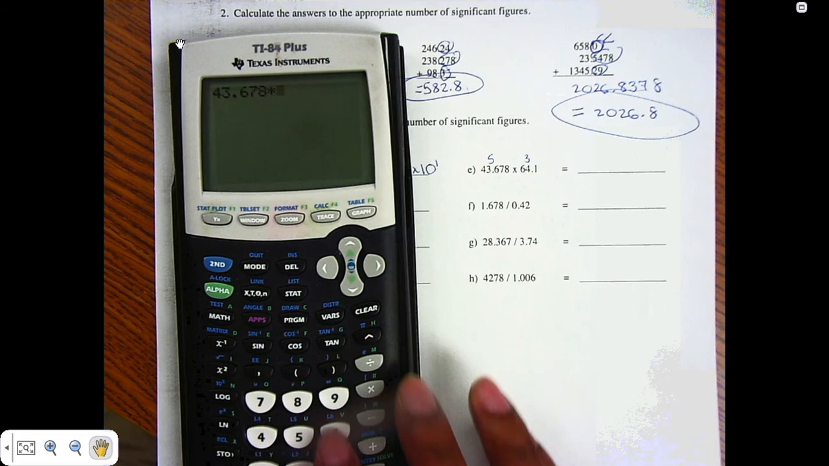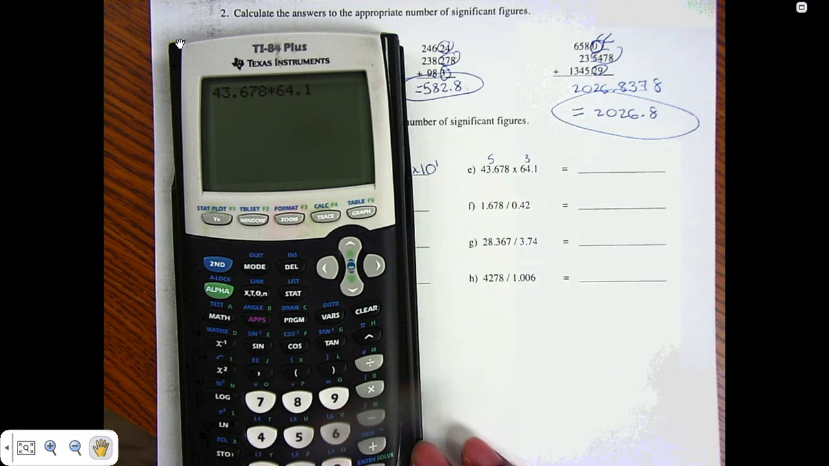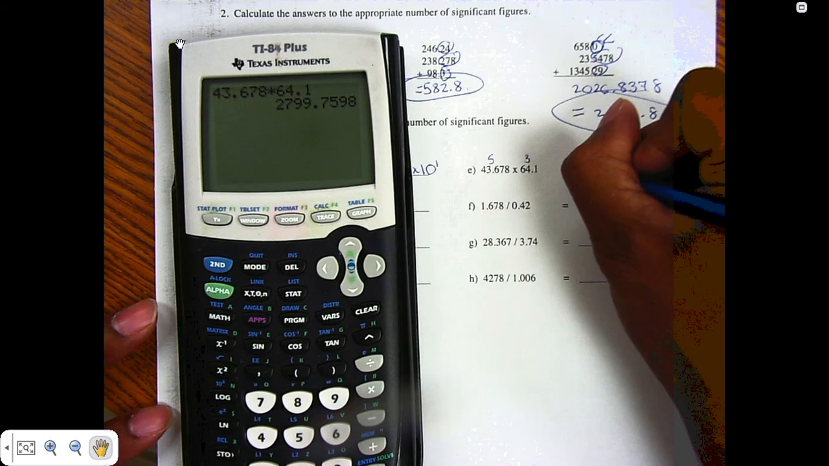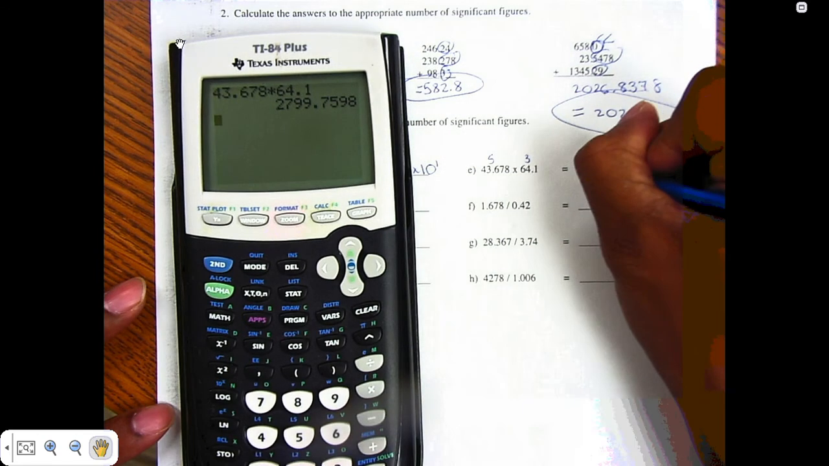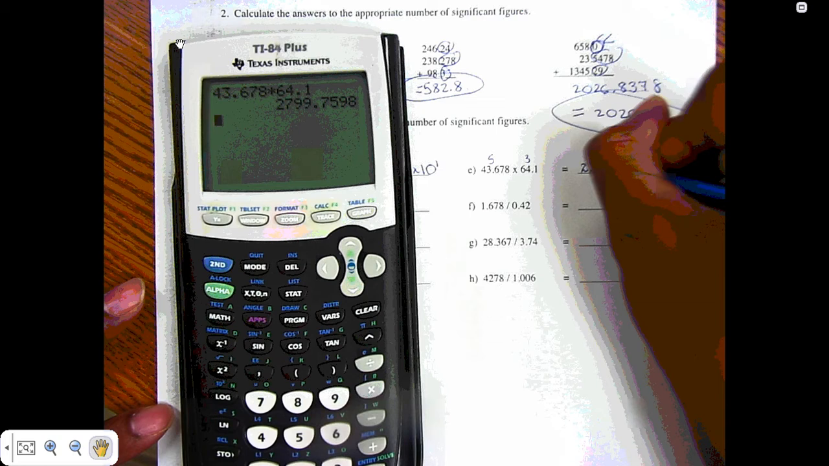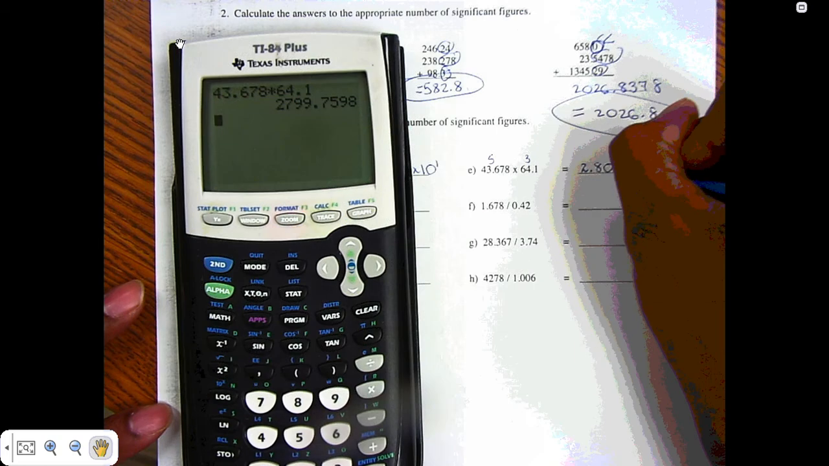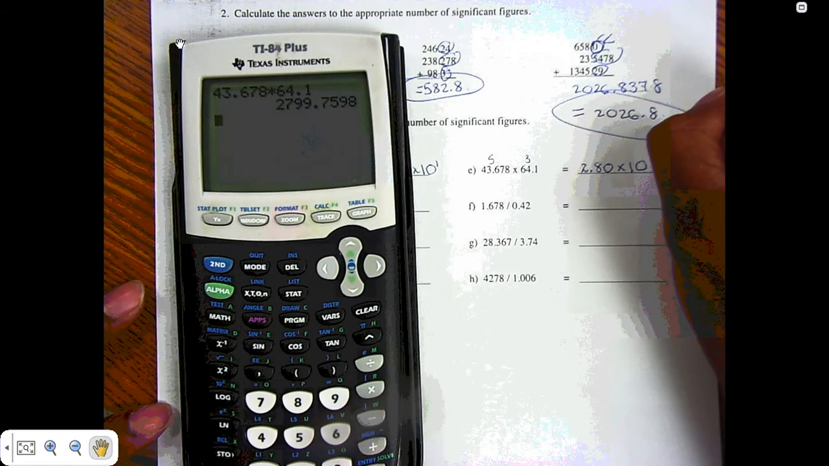times 64.1. Alright, so this number obviously is 2,799.7598. We have to have 3 sig figs. That's going to be amazing because we can't write that in standard form. What we're going to have to do is adjust and actually represent this answer using scientific notation because that is really the only way of expressing it. So I get 2.80 times 10 to the first power.